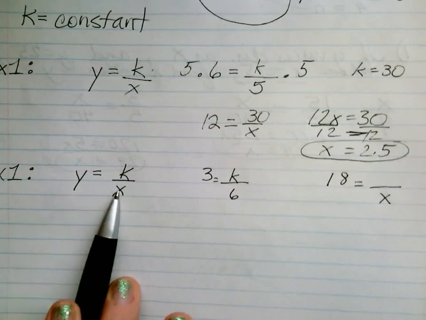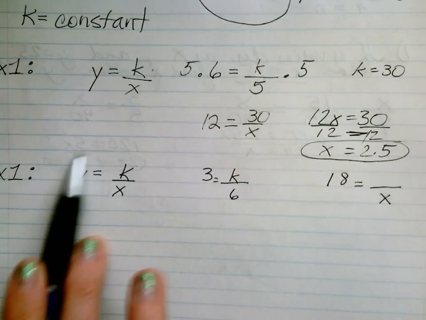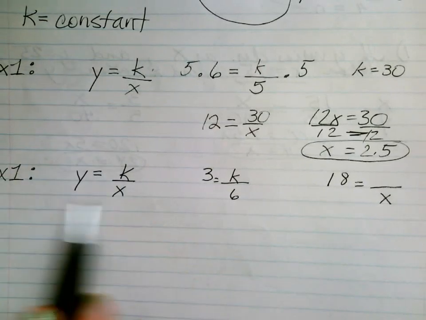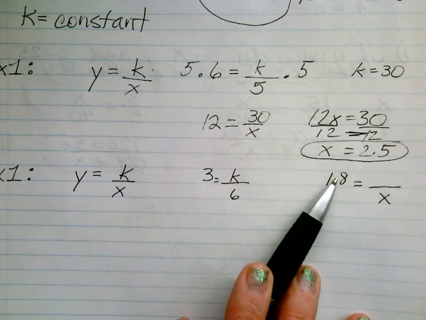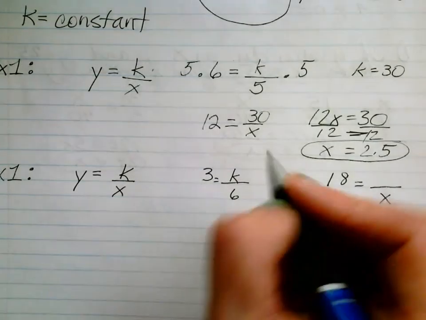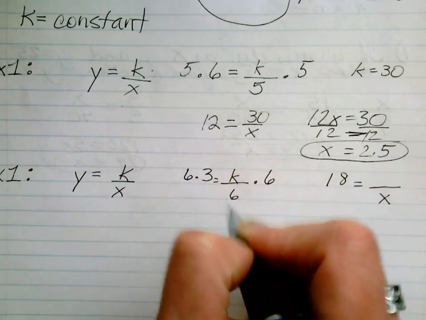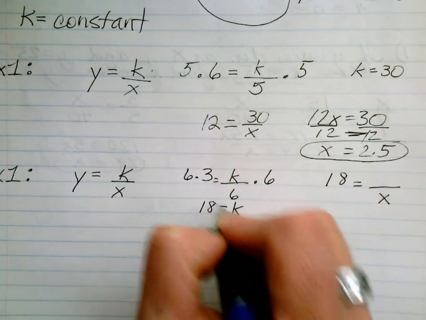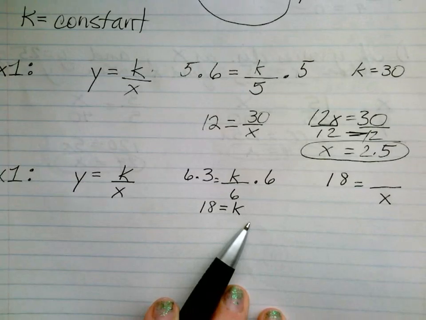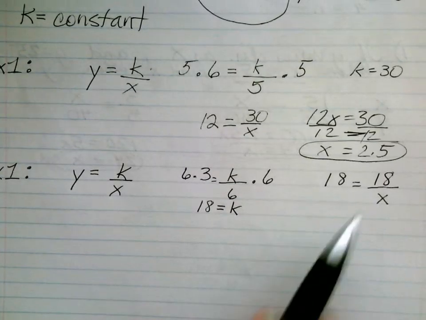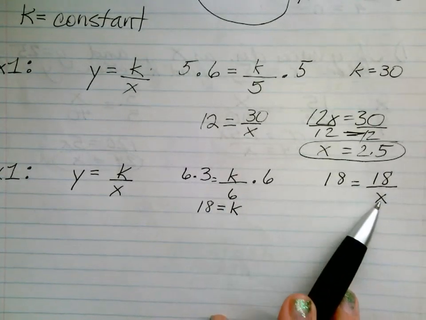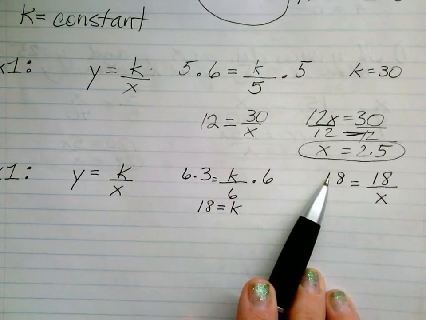Y varies inversely as x. There's the equation. If that's true, and I know y is 3 when x is 6, find x when y is 18. First, we have to obtain our k value. You can see right here, k is going to be 18. Okay, and if k is 18, then if I plug in over here, I know that 18 divided by something is 18. You all know the answer is 1.